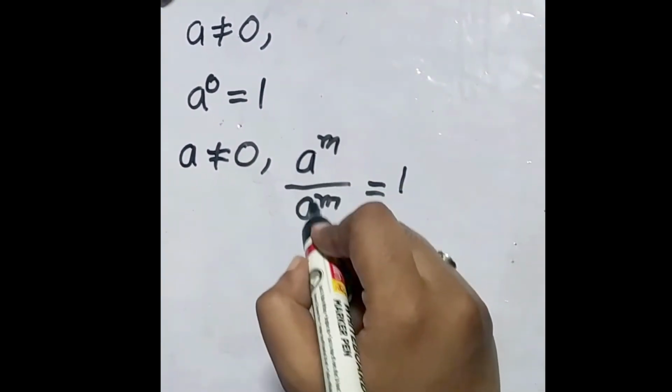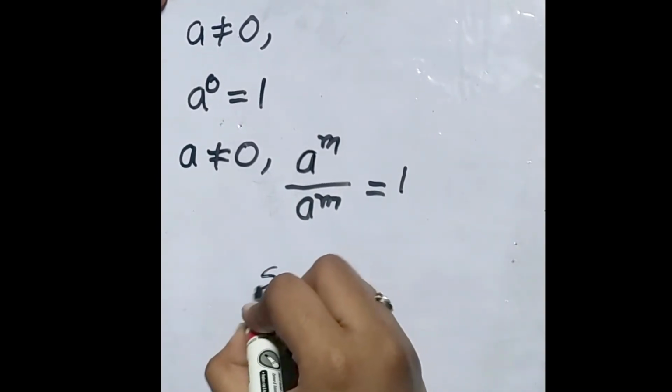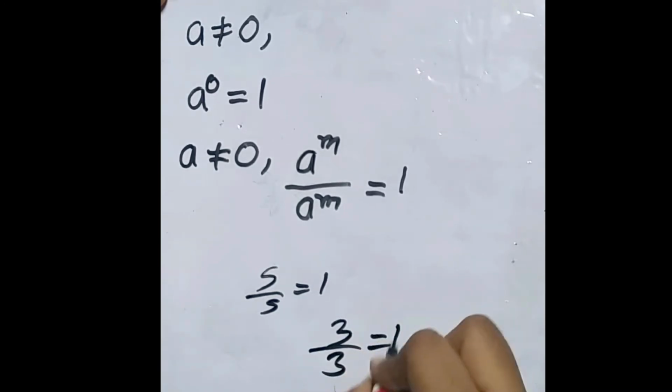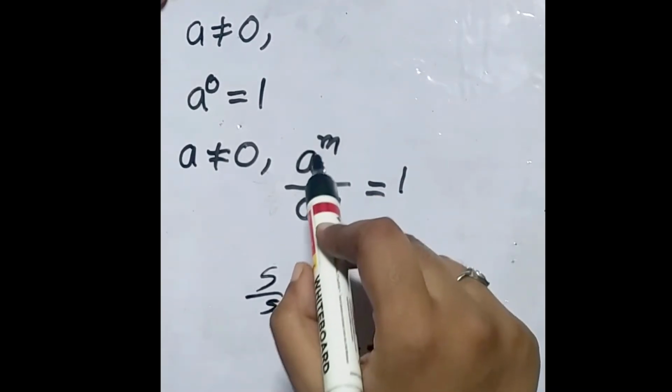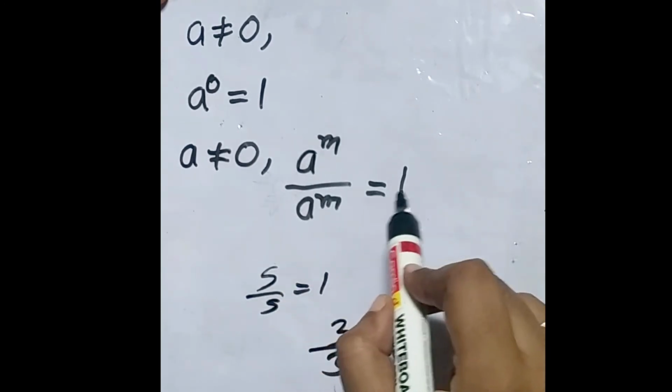If the numerator and denominator are the same, then the answer is always 1. 5 upon 5 is 1. 3 upon 3 will be 1. So here we have taken A raised to m in both numerator and denominator, so the answer is 1.